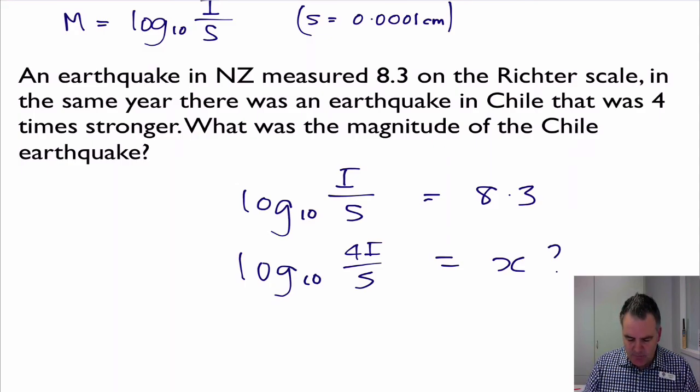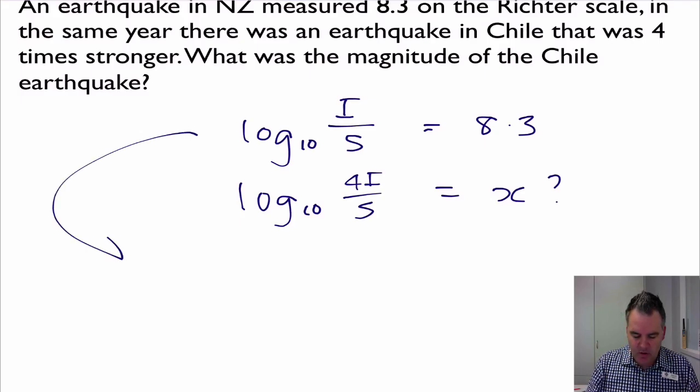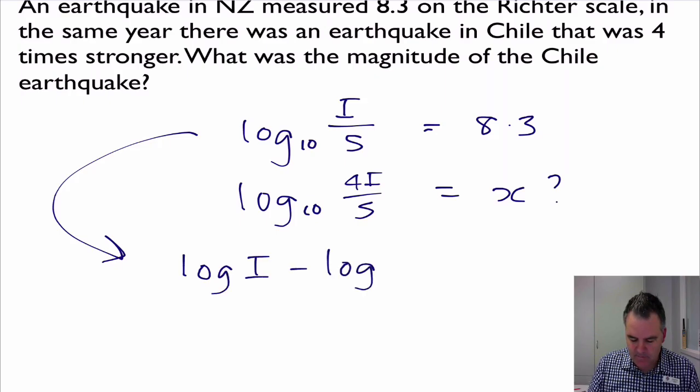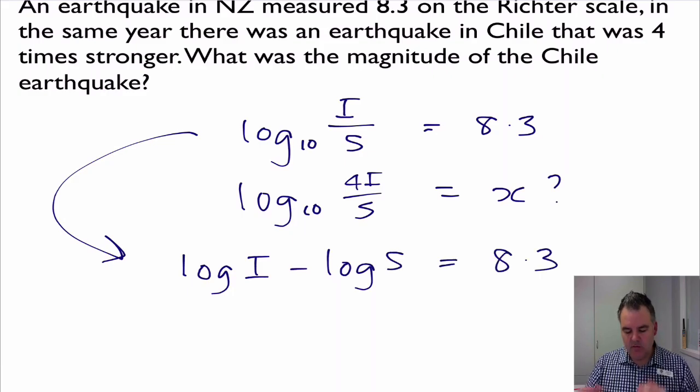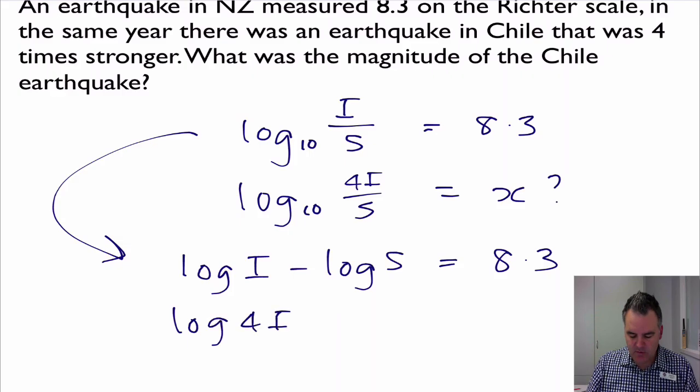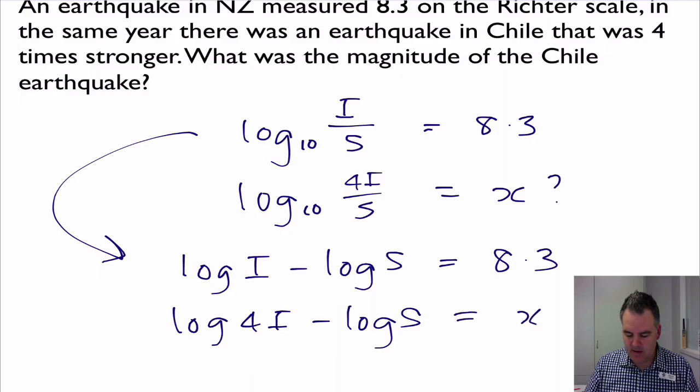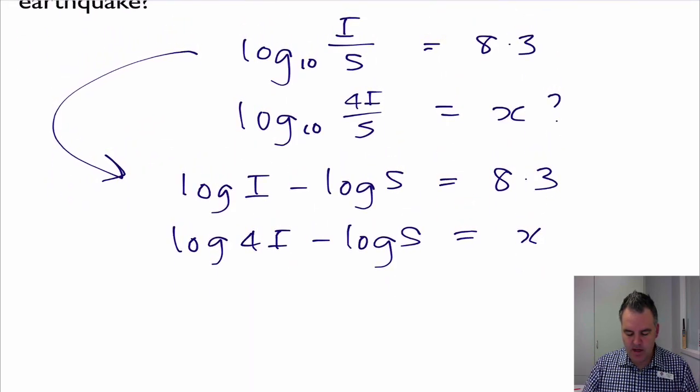Okay. If we look at the top equation there, we know some log rules. Log A over B is log A minus log B. So that is log I minus log S, and that's 8.3. So just use that log law, and if I do that for the second equation, I get log 4I minus log S, and that's equal to X. That's the thing that we're trying to find. We don't know what that magnitude is. So if we now have 2 equations, we need to solve them simultaneously.